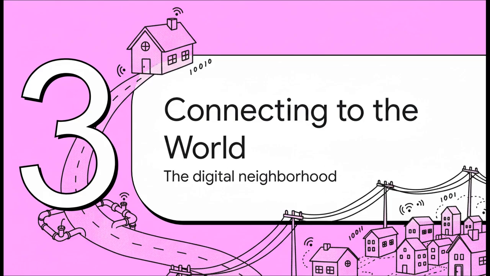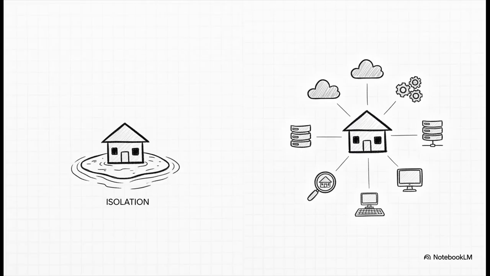So we've built a secure, well-organized house. That's awesome. But a house in the middle of nowhere isn't really that useful. It needs roads, power, and plumbing to connect it to the wider world. It needs to join the digital neighborhood. And this is a really crucial thing to remember. Your data house doesn't exist in a vacuum. It's just one piece of a much larger, powerful ecosystem of technologies that all have to work together perfectly.